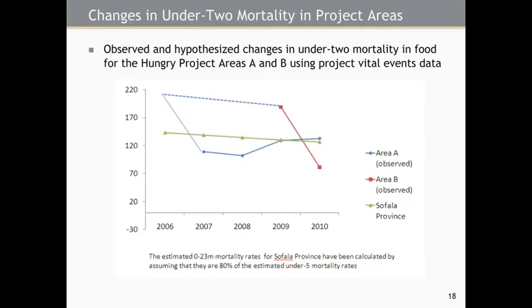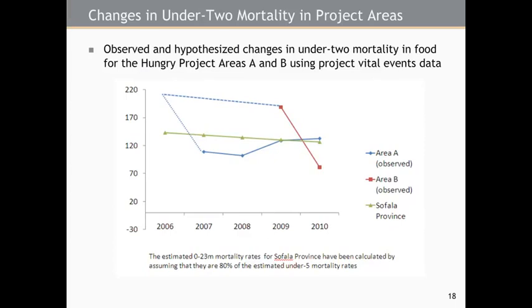But the solid green line is the under 5 mortality rate that was taking place for the whole province, the Sofala province, based on DHS data and calculating an estimated decline on a yearly basis from that data. And that is our best estimate of what would actually be occurring for most of the Sofala province.